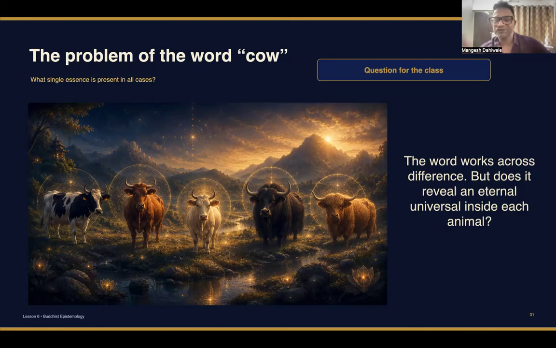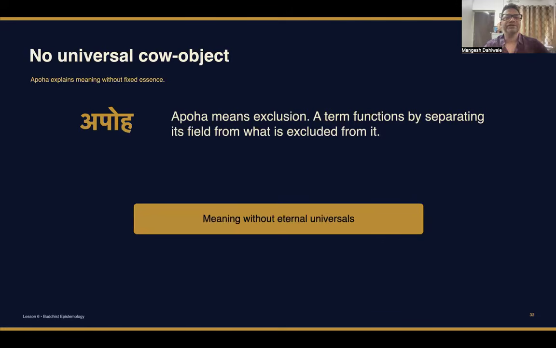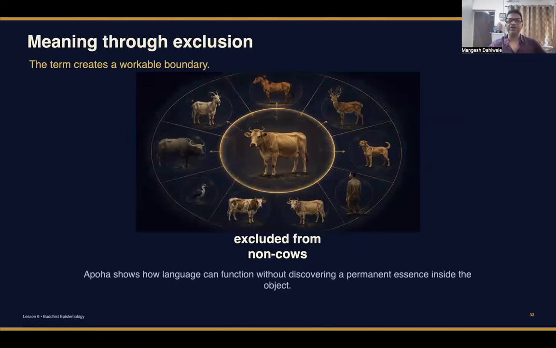So we see this from here. This is called the Apoha philosophy. No universal co-object. Apoha explains meaning without fixed essence. Apoha means exclusion. A term functions by separating its field from what is excluded from it, meaning without eternal universal. There is no universal meaning. We construe the meaning depending on the exclusion. That will become clear with this slide. Meaning through exclusion. The term creates a workable boundary.